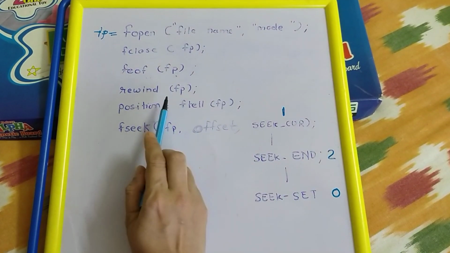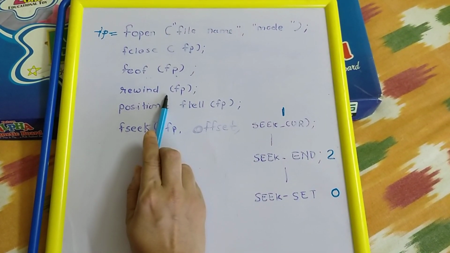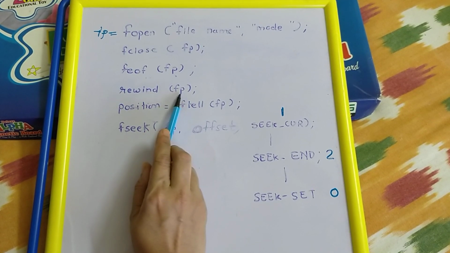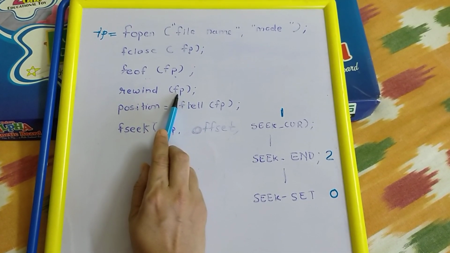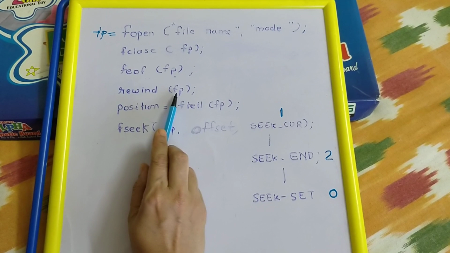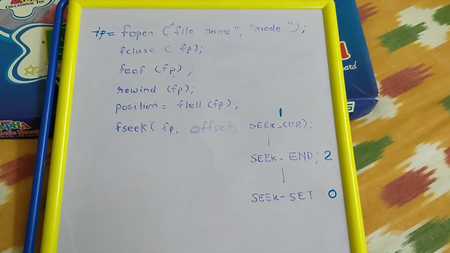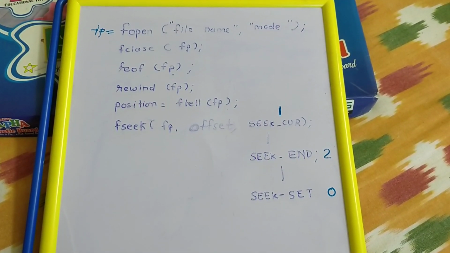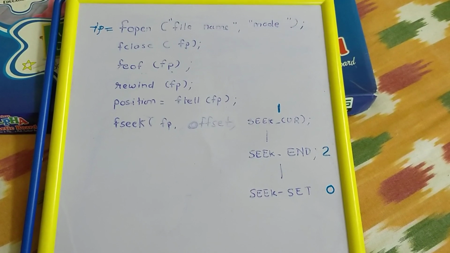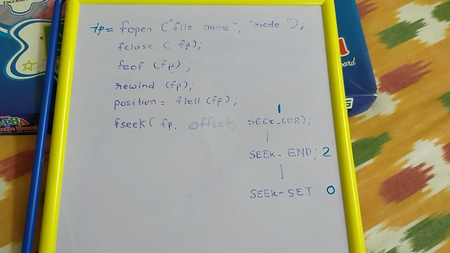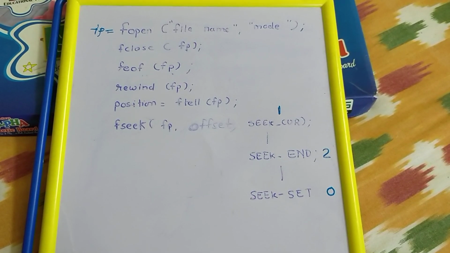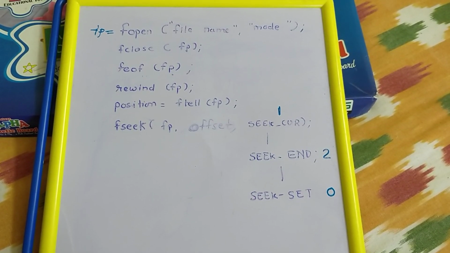Then there is a function called rewind, which will take the cursor from the current position in the file pointed by fp to the beginning of the file. So for example, if you have a file with 10 lines and you have reached the 5th line in reading and you have to reread the file, or you want to go back again to the first line, in that case you can use this function rewind and go to the first line.